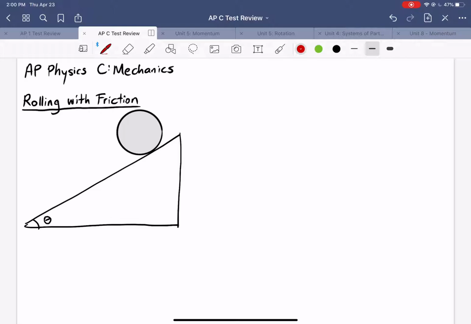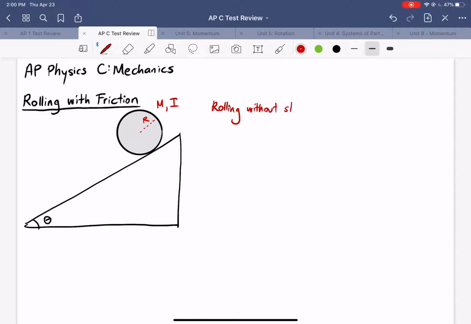All right. So to start off with, let's look at the dynamics of rolling with friction. In particular, we're going to look at an object that rolls down an incline with angle theta. Let's say this object has some mass m, maybe some moment of inertia I, and radius r. We want to know how this is going to accelerate down the hill, assuming that it rolls without slipping. So it's good to remember what that means.